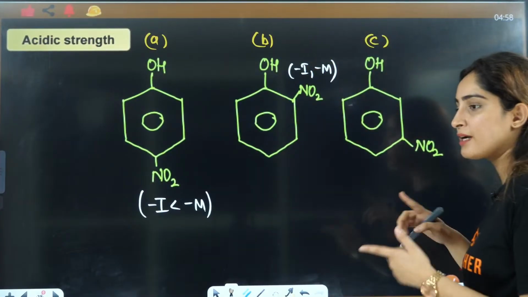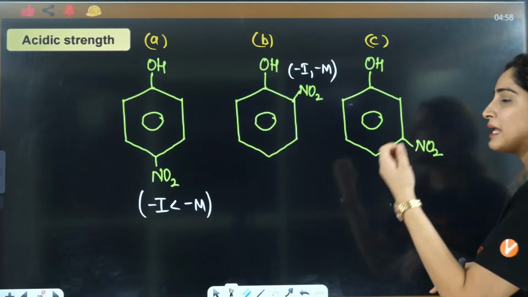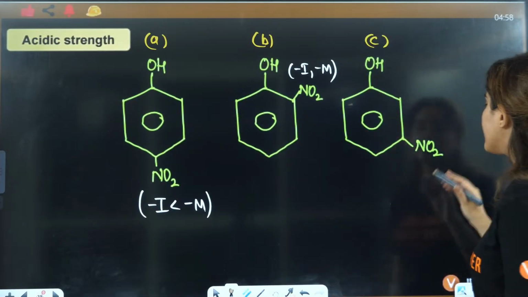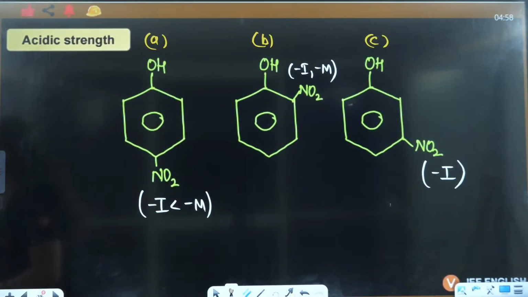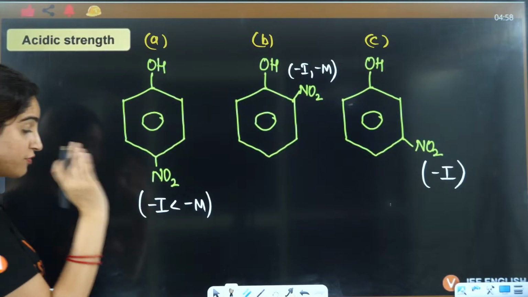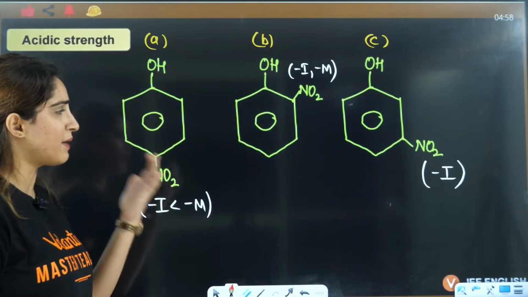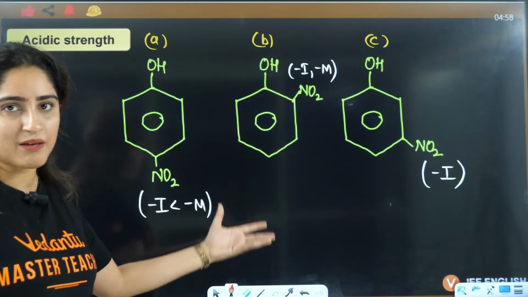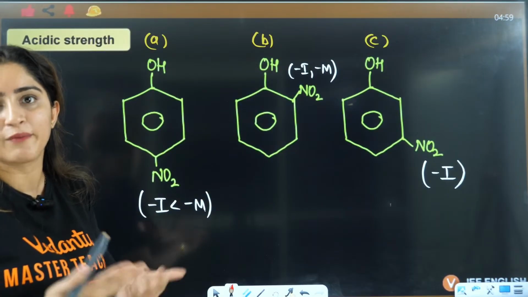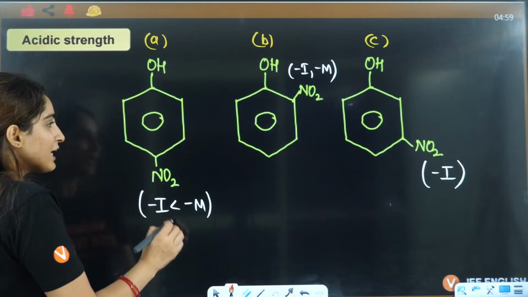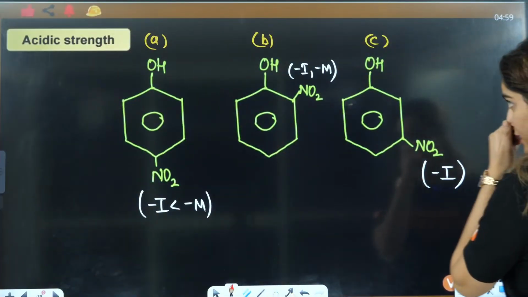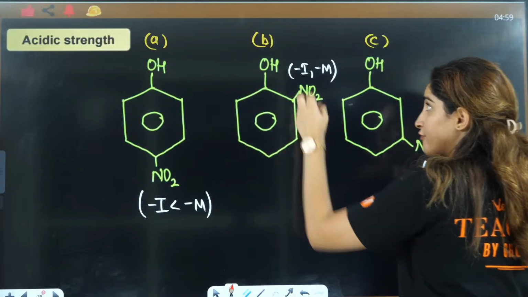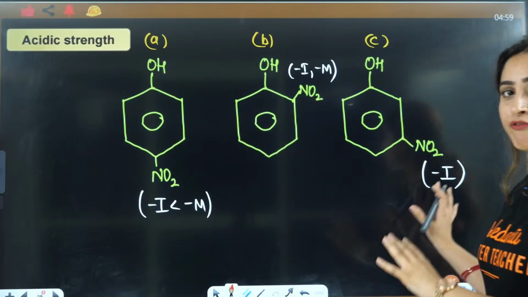But in this case at meta position, because mesomeric effect is not applied, this will have minus I effect only, right? That is why it will have only minus I effect. Now see one thing, if here you have minus I minus M, NO2 is going to show the same mesomeric effect because the group is same, right? That means firstly this is different. This is only showing the inductive effect. These are showing two electron withdrawing effects. So that means here electron withdrawing effect is less.